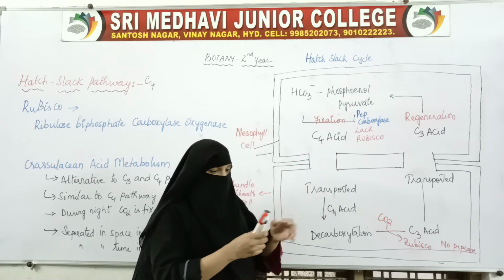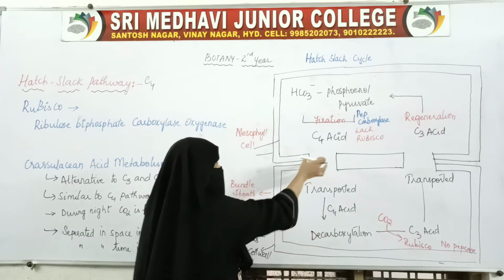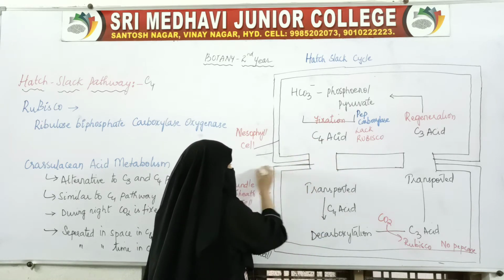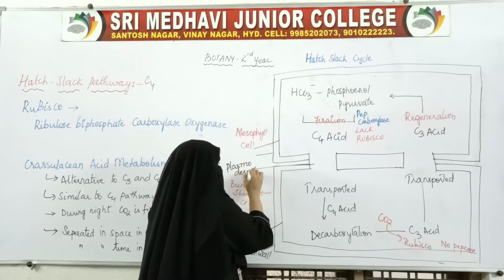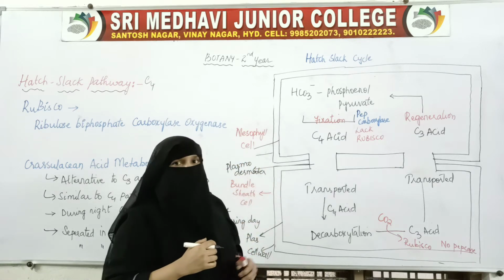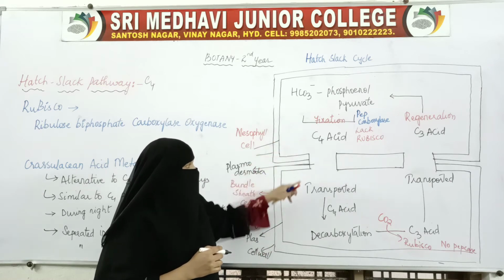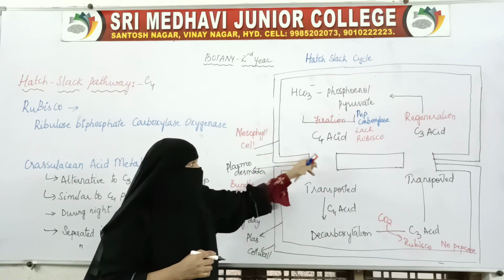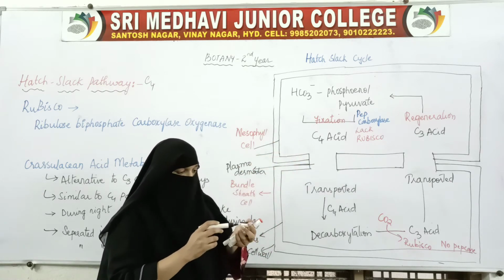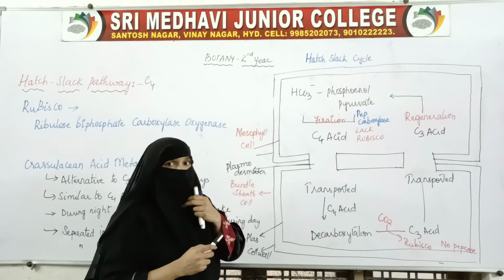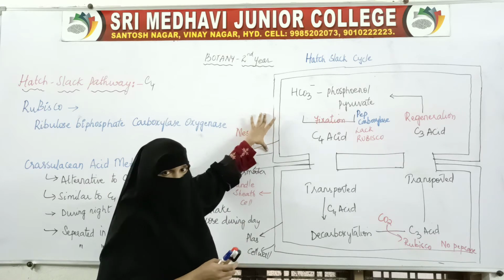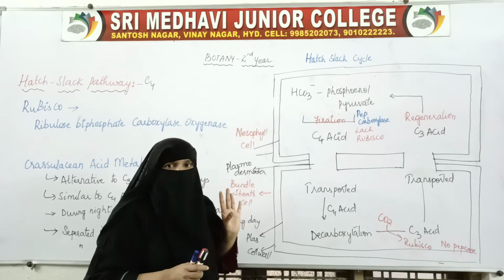Here there is a channel. This channel is called plasmodesmata. One cell is connected with another cell through the plasmodesmata. So what happens in the mesophyll cells? This is a mesophyll cell and this is a bundle sheath cell.